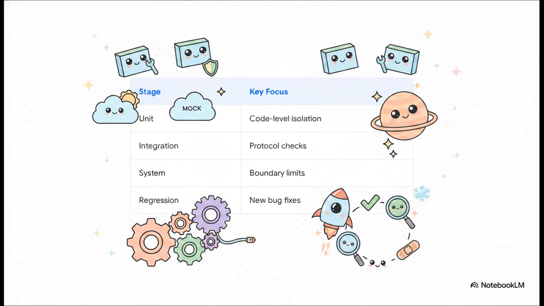And culminating all of this is regression testing. This is an absolutely vital step where previous tests are run all over again just to ensure that any new bug fixes haven't accidentally broken features that were already working.